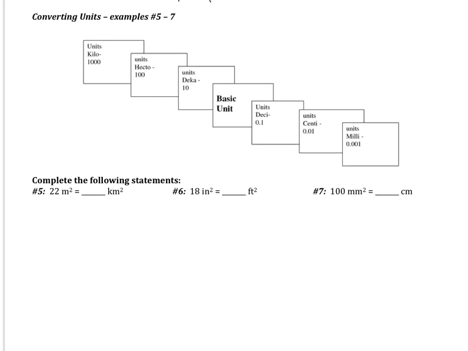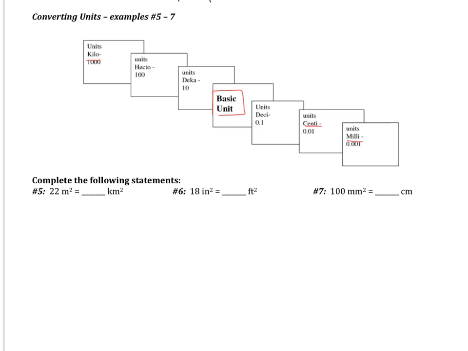Well, let's look at converting units. This graphic here is a way to visualize converting units. So basic unit is going to be your starting unit without any prefixes. So meter is probably the most common one. So you can add on prefixes. You can add on kilometer or millimeter or centimeter, but the basic unit is just a meter.